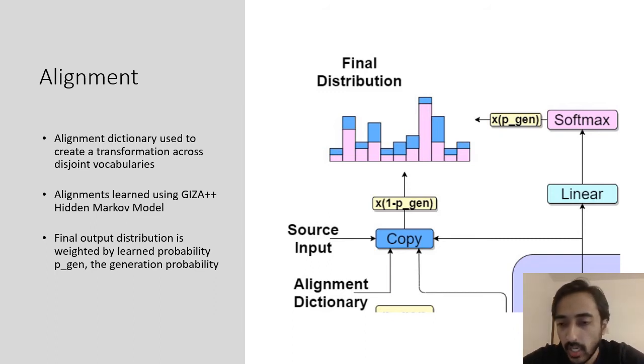So how we combine these two components, that is our transformer generated output and the alignment output, is by weighting them with the probability pgen, where we form a final distribution here in pink and blue by multiplying the output from the transformer with pgen and the output from the alignment with 1 minus pgen to create this combined distribution, which is then used to generate the output.